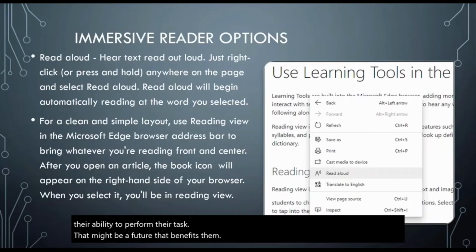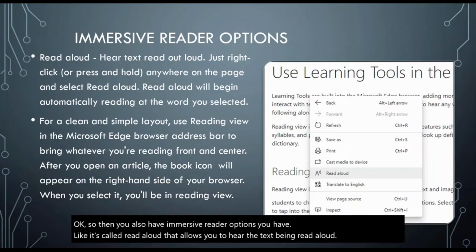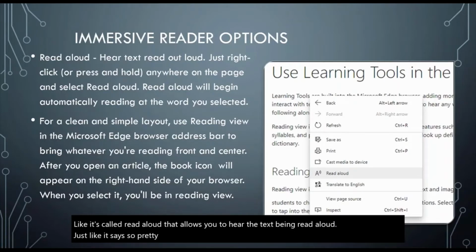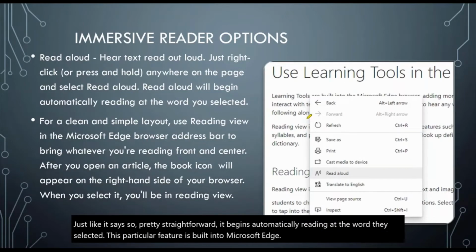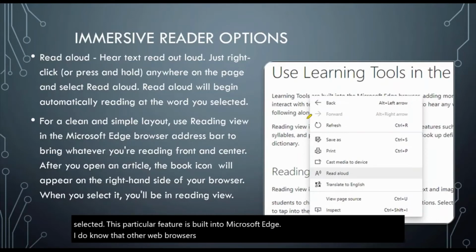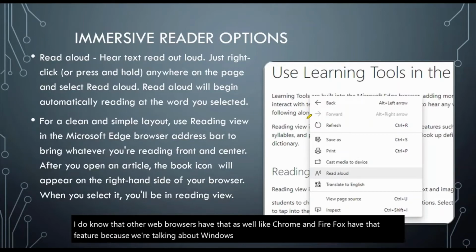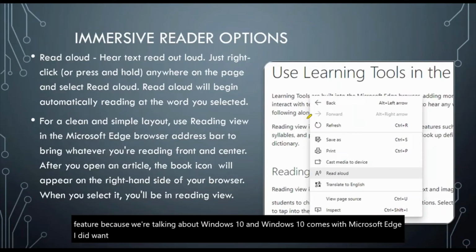Okay, so then you also have Immersive Reader options. It's called Read Aloud. That allows you to hear the text being read aloud, just like it says, so pretty straightforward. It begins automatically reading at the word that you selected. This particular feature is built into Microsoft Edge. I do know that other web browsers have that as well, like Chrome and Firefox. Because we're talking about Windows 10 and Windows 10 comes with Microsoft Edge, I did want to feature that just so that someone understands that they don't have to install a different web browser to get this feature.